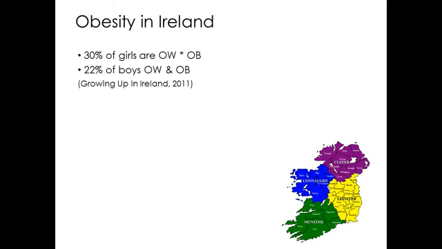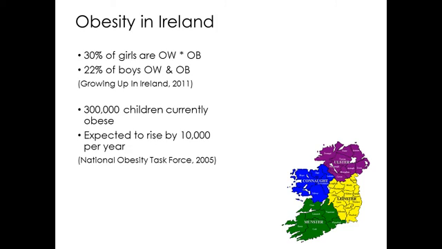Now, unfortunately, the picture is similar with our children. In the Growing Up in Ireland survey in 2011, 30% of girls are either overweight or obese, and 22% of boys are either overweight or obese. This data is predicted from a 2005 study where at the time 300,000 children were obese, and it's expected to rise by 10,000 per year, which is quite shocking.